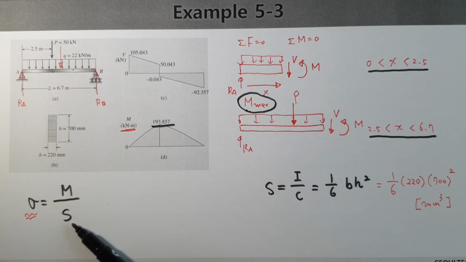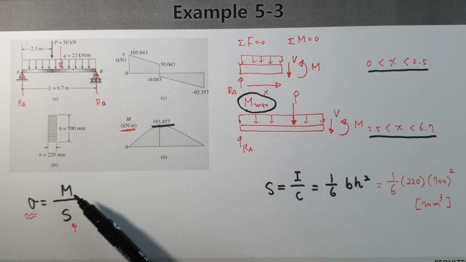Finally, substitute this formula into this formula, the S and M values, then we can calculate the sigma value finally. That's it for example 5.3.